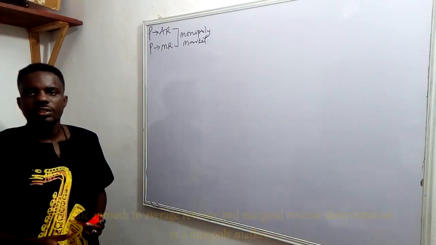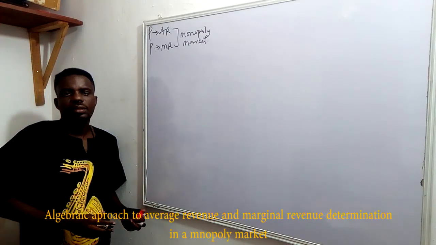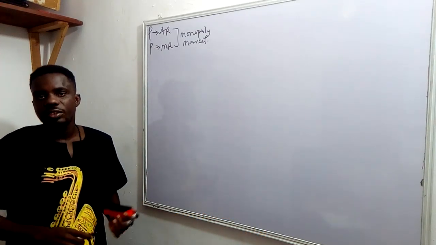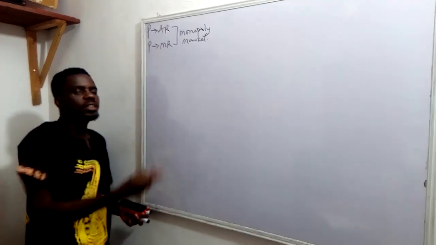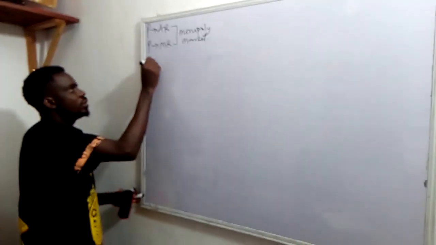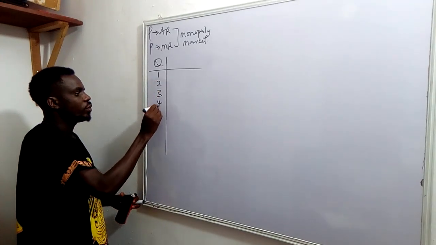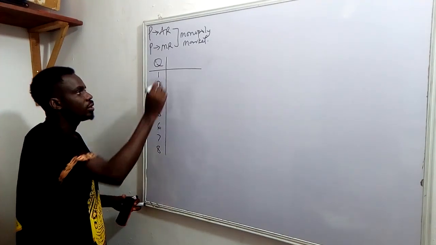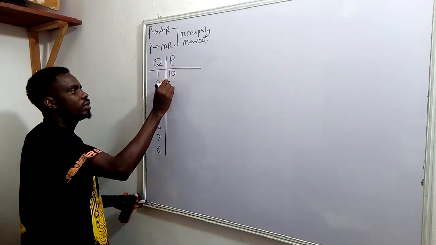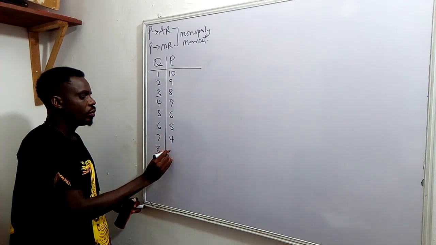We are establishing this using the algebra approach. First, we need to re-emphasize that unlike the perfectly competitive market, price in a monopoly market is not fixed. Therefore, we can establish the relationship using the hypothetical figures from our last class, which are Q: 1, 2, 3, 4, 5, 6, 7, 8 and P: 10, 9, 8, 7, 6, 5, 4, 2.